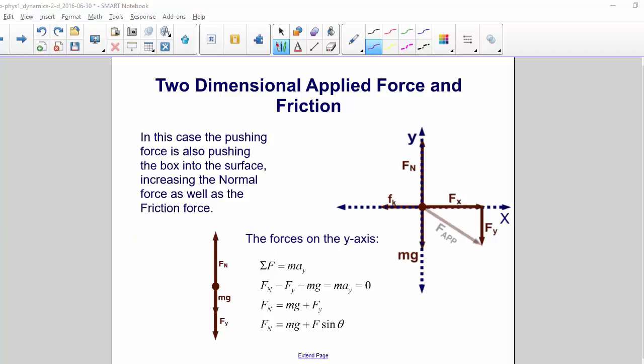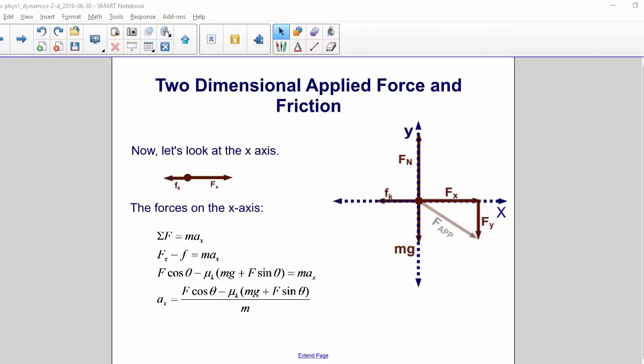Since you're pushing on the box, the y component of the force applied is down. So our sigma F equals ma would look like normal force minus force applied in the y direction minus mg equals 0. So that the normal force is equal to mg plus the force in the y direction, making the normal force greater than mg.